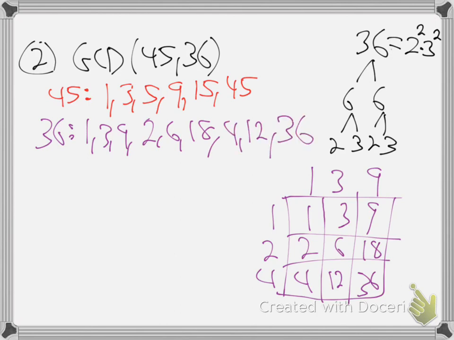What do they have in common? What's the intersection of those two sets? What do they both have? Looks like they both have 1. That's always the case, huh? 1 goes into every number. They both have 3. They both have 9.